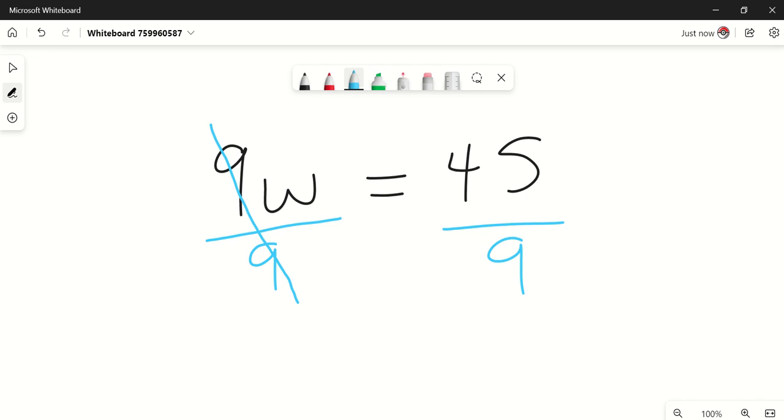Yeah, I'd have to. So I'm dividing both sides by 9. Those 9s cross out. So W is now by itself. And W will equal whatever 45 divided by 9 is. Remember, I write this as a fraction, because remember, numerator divided by denominator. What's 45 divided by 9? Everybody should know this. 5. So W equals 5. And that would be your answer.